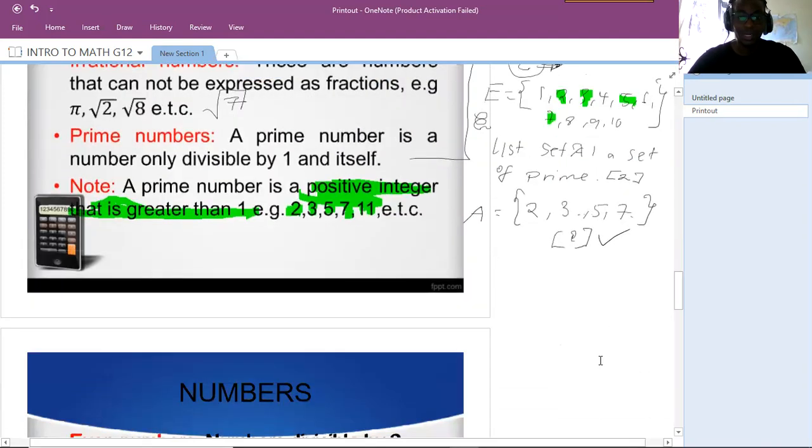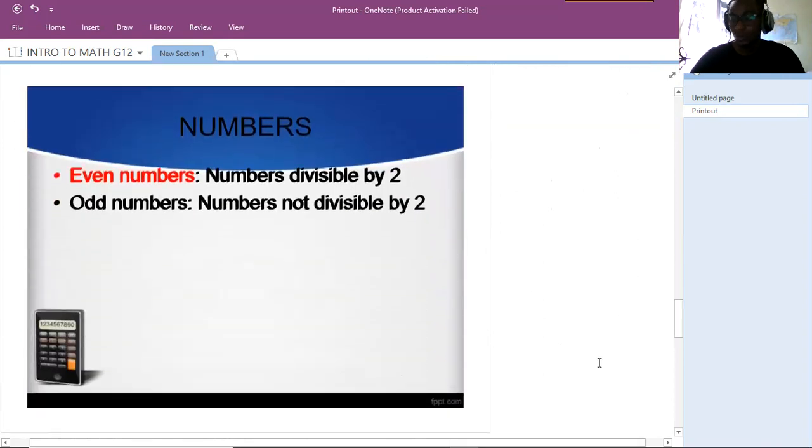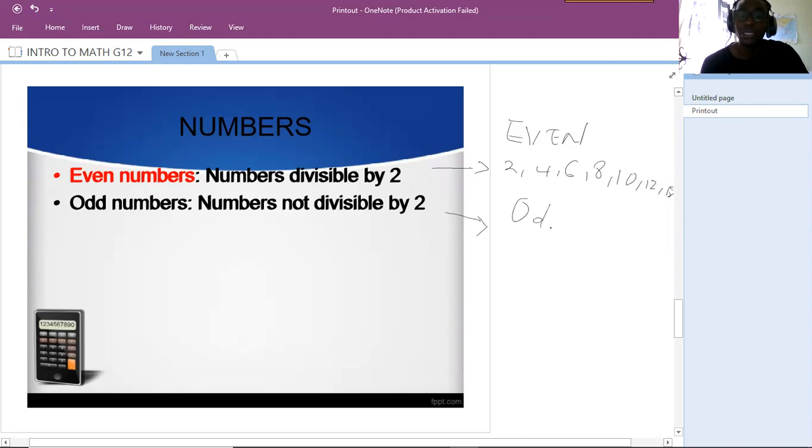What other numbers am I left with? All right, these are the final two numbers I want you to know. Even numbers are just numbers that are divisible by 2. So it's like 2, 4, 6, 8, 10, 12, 16, etc. These are known as even numbers. If a number is divisible by 2, it's known as an even number. However, if a number is not divisible by 2, it becomes an odd number.